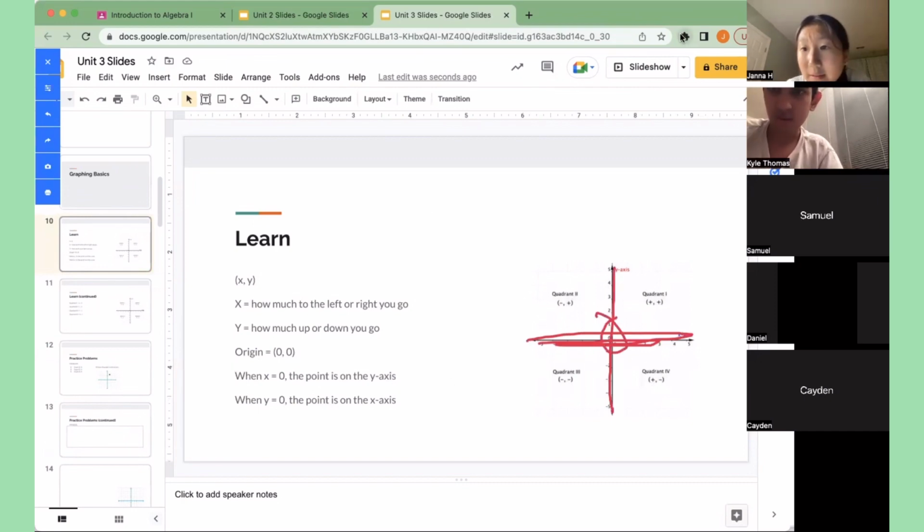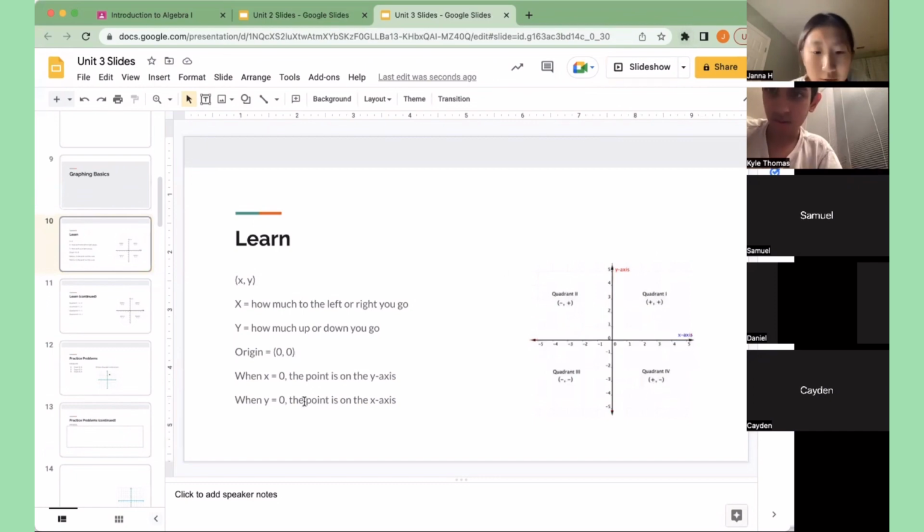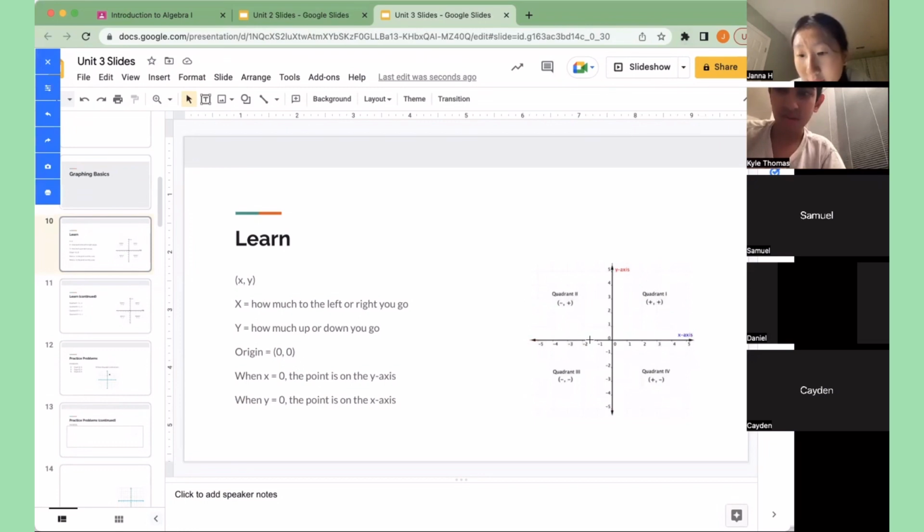Some other useful information to know is that when x equals 0, you don't move left or right at all, because when you move, you start in the middle, or the origin. So if x equals 0, you don't move at all, so the point must be somewhere on the y-axis. Similarly, when y equals 0, you don't move up or down at all, so the point must be on the x-axis.